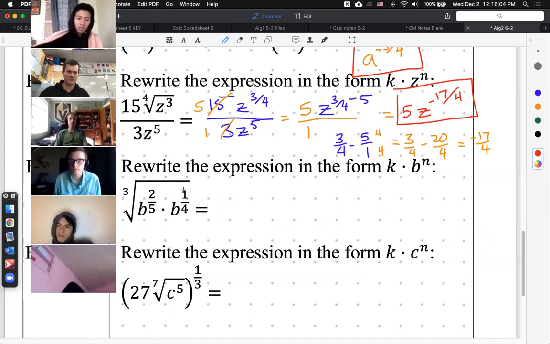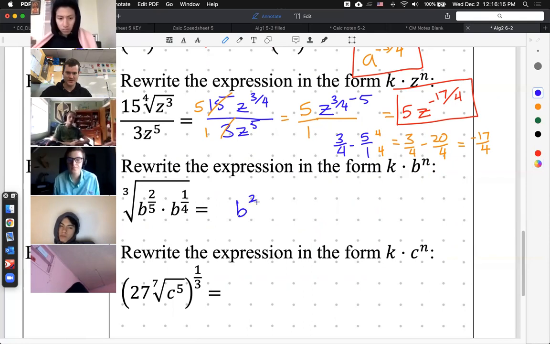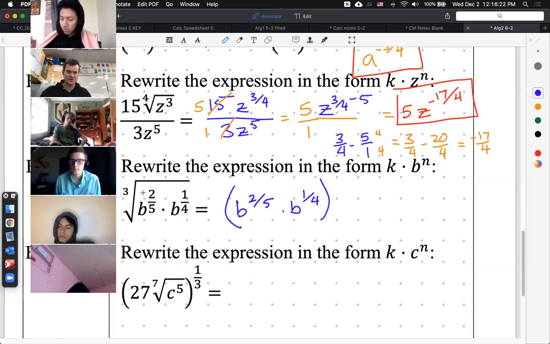So pay attention more so than writing it down. You can write it down later if you need to. I'm going to rewrite the cube root as the power of 1/3. So the inside is still going to be the same. Let me choose blue here. It's still going to be b to the power of 2/5 on the inside, times b to the power of 1/4. That hasn't changed. The only thing that's changed is this cube root is now the power of 1/3, which you should have remembered from yesterday's lesson.